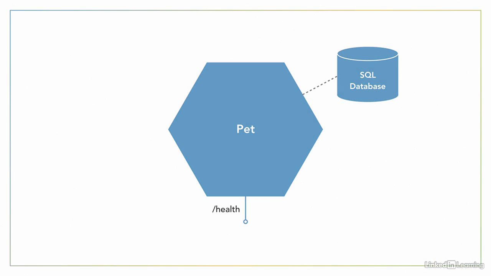For example, the pet microservice requires the pet database to work. So that could be one of the probes for that particular microservice. If the database is available, then the pet microservice could report a healthy state. But what would happen if the pet database is not available for whatever reason? In this case, the microservice would report an unhealthy state since it doesn't make sense to receive requests.